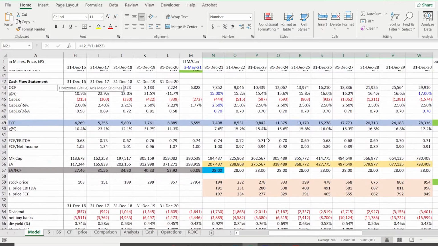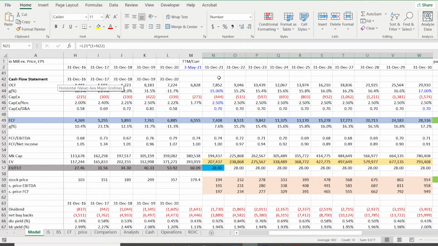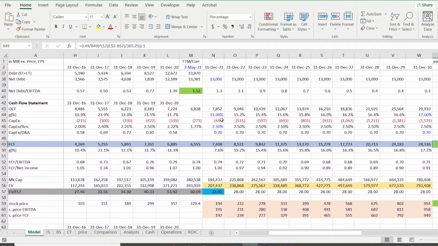Let's check now the assumptions for the cash flow. In the cash flow, I assume a 15% growth of operating cash flow, going all the way up to 17%. Capital expenditures, I assume 2.5% of sales, similar to what they have been spending in the past, and that gives me free cash flow, this line here. That's going to grow at 15%, roughly similar to revenue. So these are the projections, the main metrics that I need to value the company.